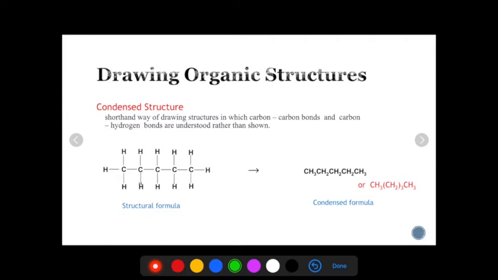If I have repeating units like the CH2s there in the middle, so I've got 3 CH2s here, I can just put them in parentheses and then put a subscript showing how many of those I have. So it's a nice way to, again, condense the structure. So we have the structural formula, we have the condensed formula.